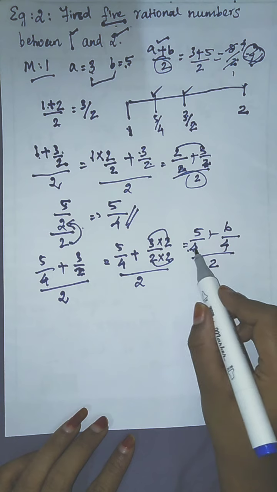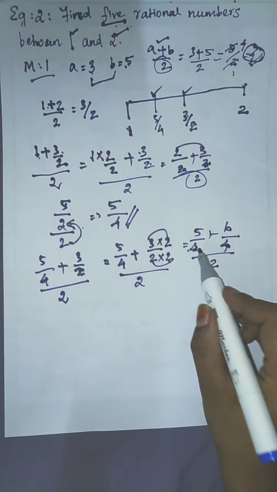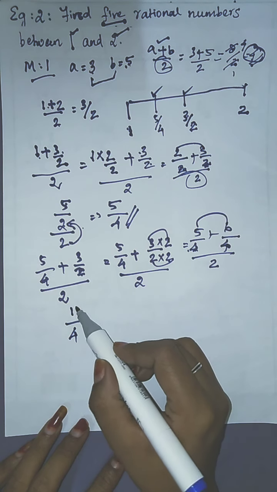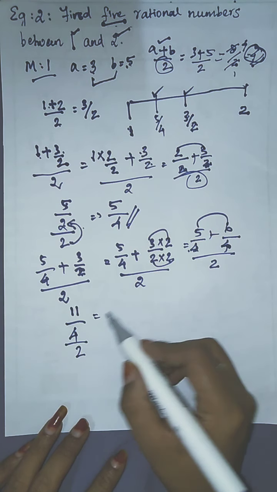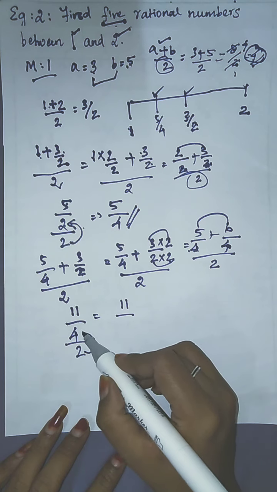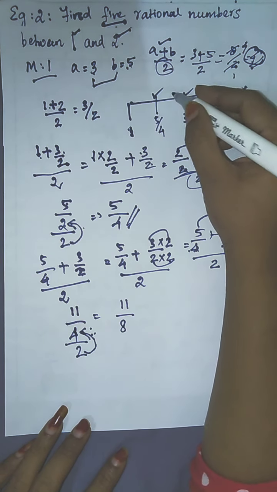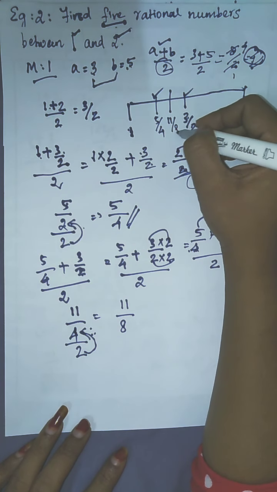Now the denominators are same. So just we can put it as common, like 4. Here 5 plus 6, 11 divided by 4. So if the 2 comes here, 4 into 2, 8. So the value is 11 divided by 8.